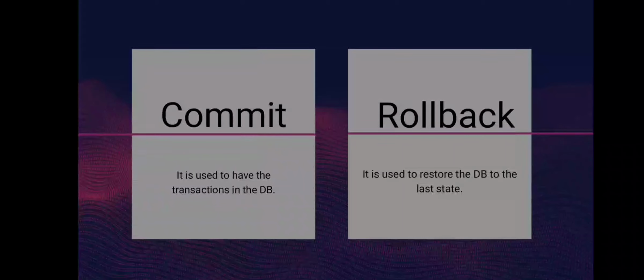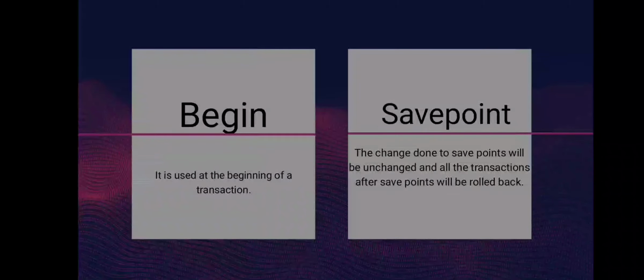Rollback will restore the data to the last statement. Whatever last statement you have run, it will go back to that last statement, means undo the process. The next is begin. Begin is used at the beginning of the transaction, means when you are going to start the transaction, you have to start it with begin. The next is save point. Whatever changes you have done in the transaction, the changes done up to the save point will be unchanged. All the transactions after the save point will be rolled back, means if you save it, it will be saved into your database. That is known as save point.